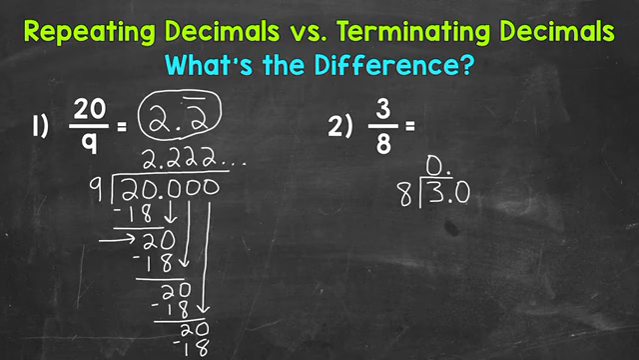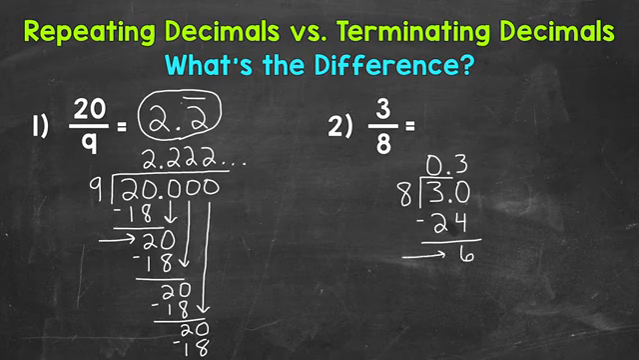So 30 divided by 8. How many whole groups of 8 out of 30? Well, 3. That gets us to 24. 3 times 8, 24. Subtract, we get 6. So we did not get a clean-cut 0 yet, so we need to continue on. So let's put another 0. Bring that down. And now we have 60 divided by 8.